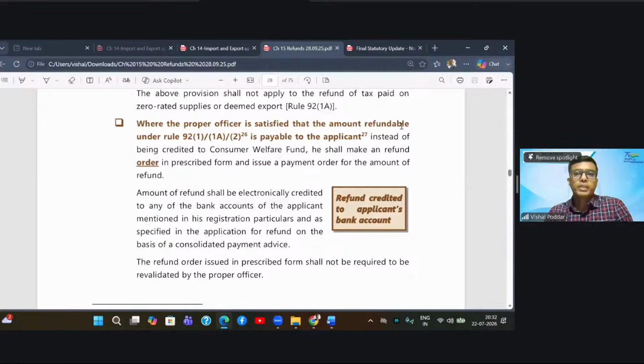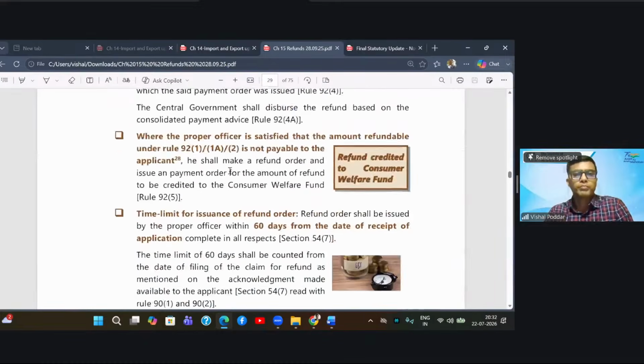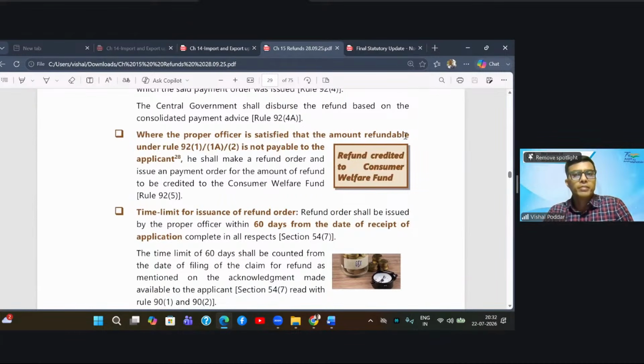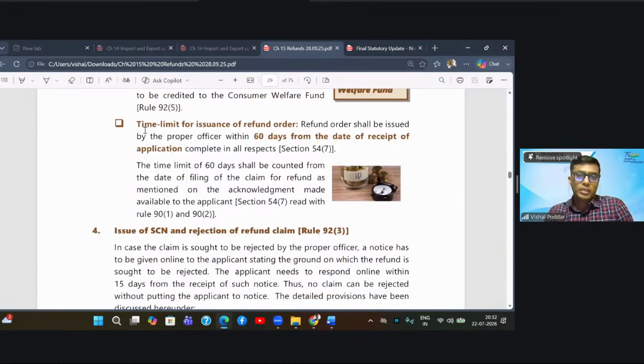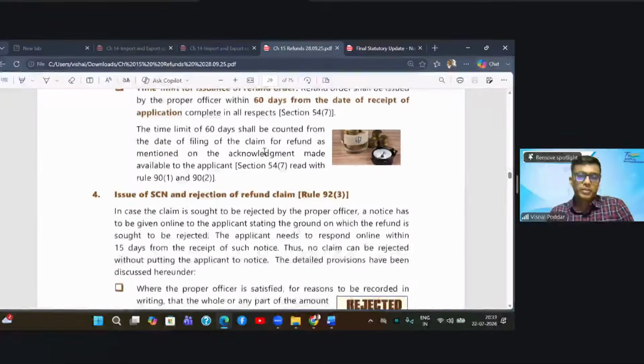Where the proper officer is satisfied that the amount refundable under Rule 92 is payable to the applicant, instead of being credited to the Consumer Welfare Fund, he will make a refund order in the prescribed form. Where the proper officer is satisfied that the amount refundable is not payable to the applicant, he will transfer the refund to the Consumer Welfare Fund. Now, the time limit for issuance of this refund order will be 60 days from the date of receipt of the application, which is complete in all respects. The time limit of 60 days shall be counted from the date of filing of the refund claim, as mentioned on the acknowledgement given to you.